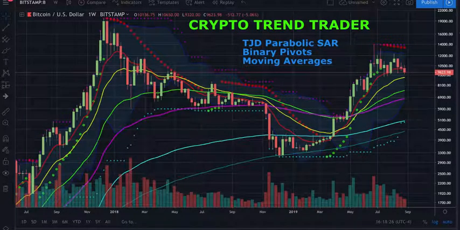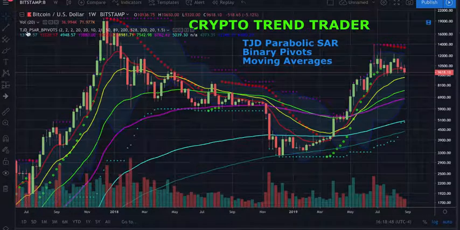I'm Crypto Trend Trader, and today we're going to be looking at the TJD Parabolic SAR with binary pivots and moving averages. And I know that sounds complicated, but it's basically a combination of multiple indicators that's essentially going to identify key support and resistance levels and allow you to make trending trades. So first off, I'm going to show you exactly the indicator itself.